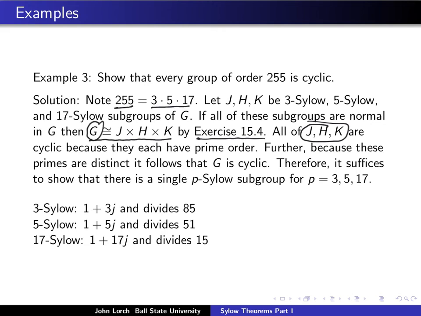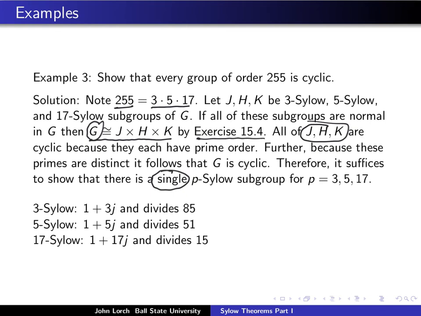So to finish the whole problem, what we want to do is show that there is a single p-Sylow subgroup for each prime p equaling 3, 5, and 17. So remember, if there's a single one, then it must be normal. That's by the second Sylow theorem. Okay, now we can use the third Sylow theorem to get conditions on the numbers of these p-Sylow subgroups.